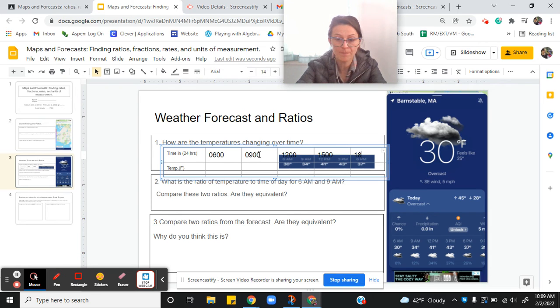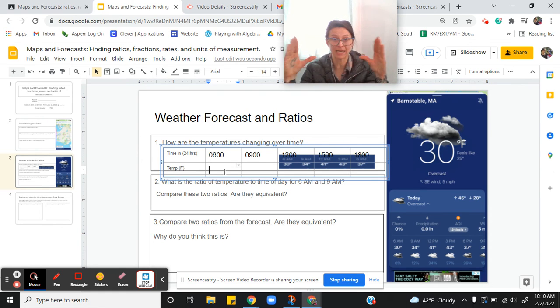So these are all 3 hours apart. You don't always need your data to have an even interval between, but it's nice when it does, and it's nice to recognize that it does. It's going by 3-hour increments. Then we have 30 degrees, and I have to put in the degree symbol.